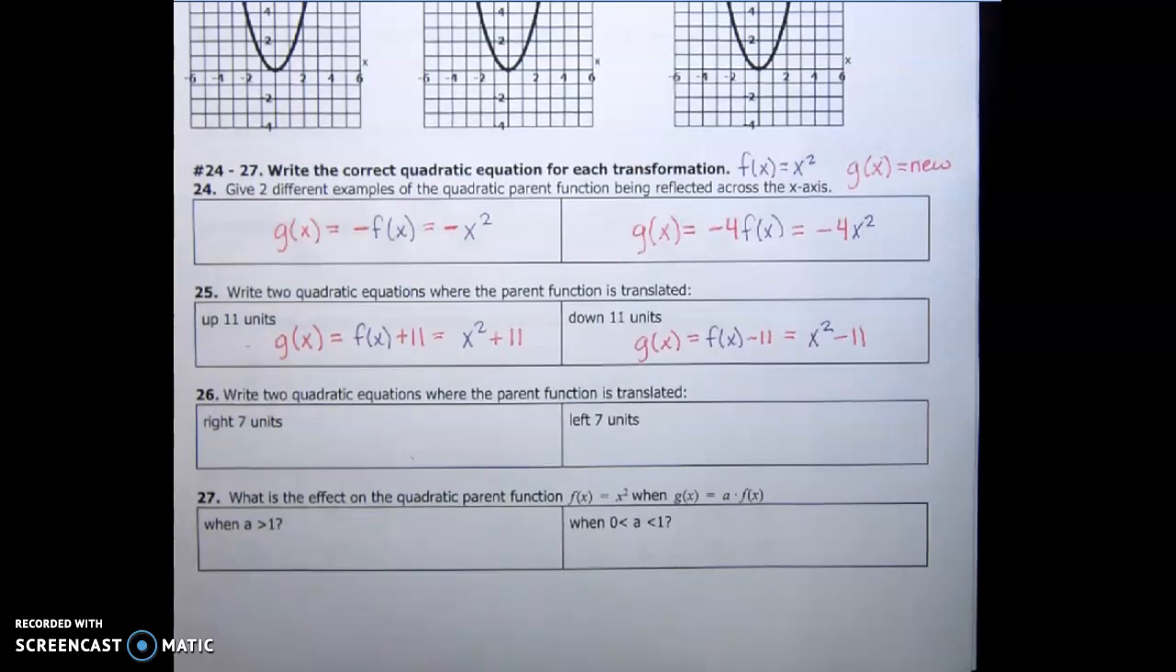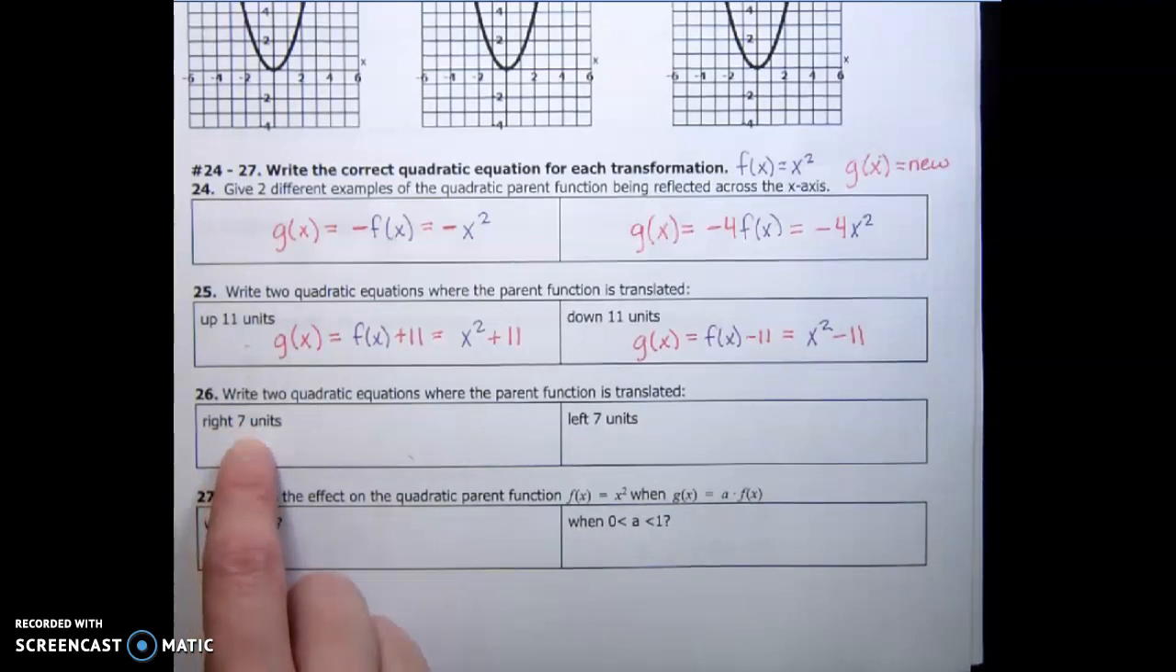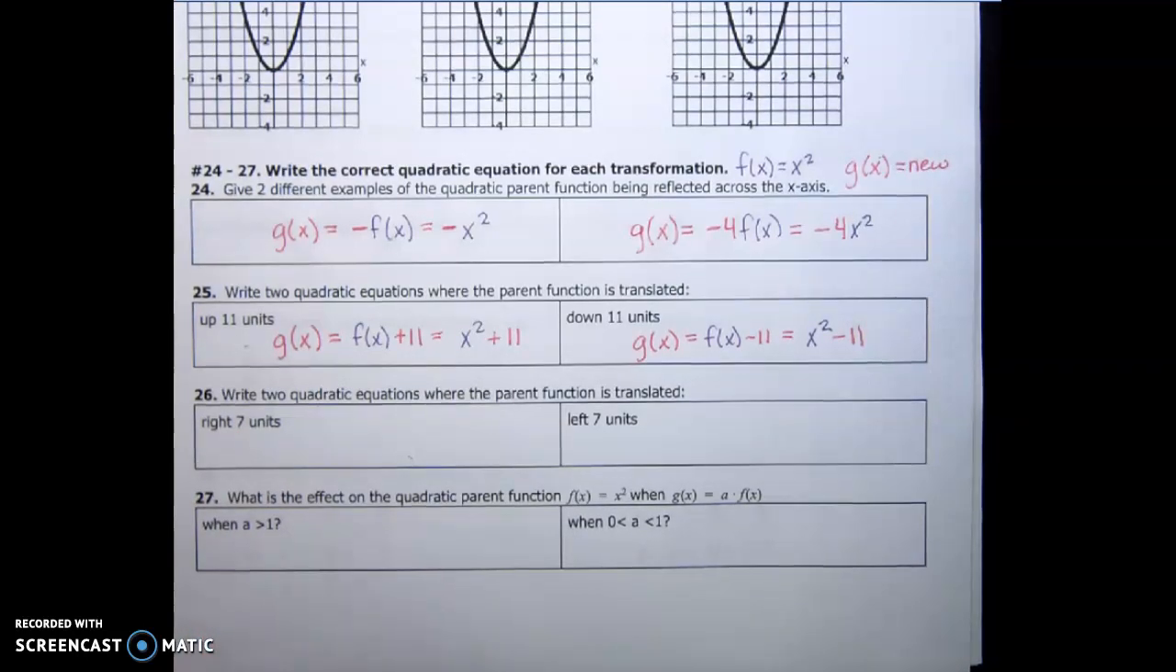Okay, so 26, two examples on that also. It says to write two quadratic equations where the parent function is translated to the right 7 units. Now, if you remember correctly, these are a little bit tricky. Whenever you're shifting right and left, the signs are opposite of what some people think that they might be. So if we're going to shift to the right, we actually have to subtract 7 units.